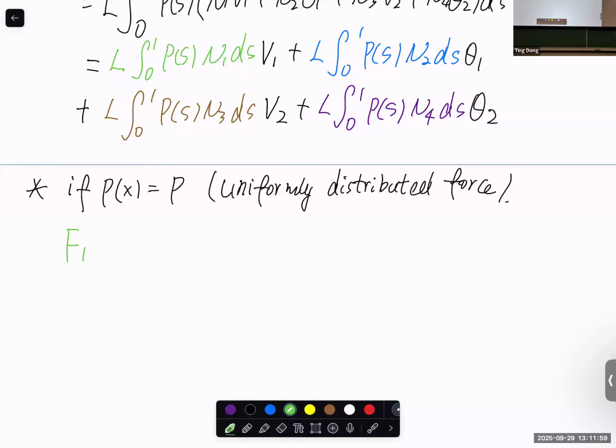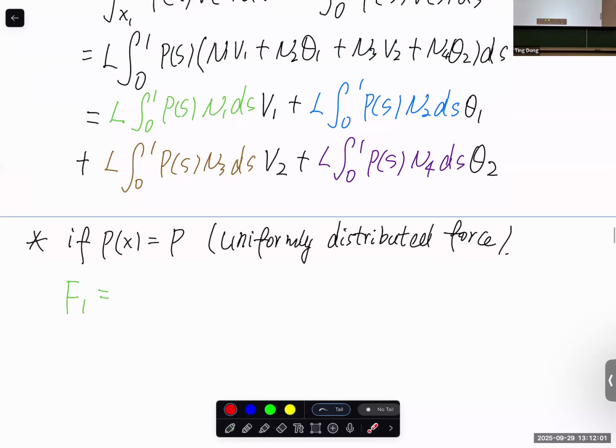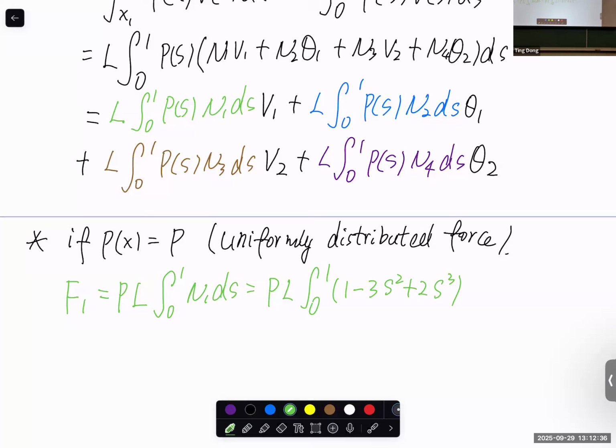So F1 should be equal to, now this PS equal to P is a constant term. We can always remove any constant term out of the integral, right? So now it becomes PL times the integration of shape function N1, from 0 to 1 ds. Check the lecture notes for the shape function at node 1. So PL integral from 0 to 1 of (1 minus 3 s squared plus 2 s cubed) ds.